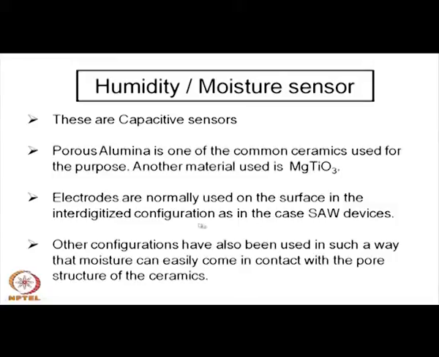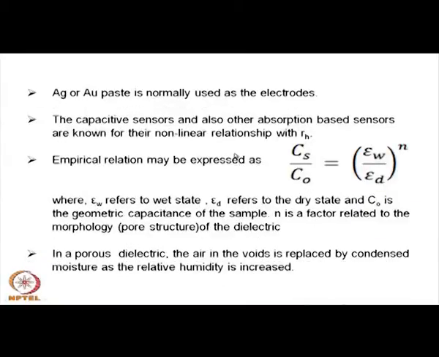One of the designs is interdigitized, but then isolated pockets can also be used. I am not going to the details of those structures, but basically I am going to discuss the principle. Gold or platinum paste is normally used as a porous electrode. The capacitive sensor and also other absorption-based sensors are known for their nonlinear relationship with RH, that is relative humidity. So, one of the difficulties once again is a kind of nonlinearity.